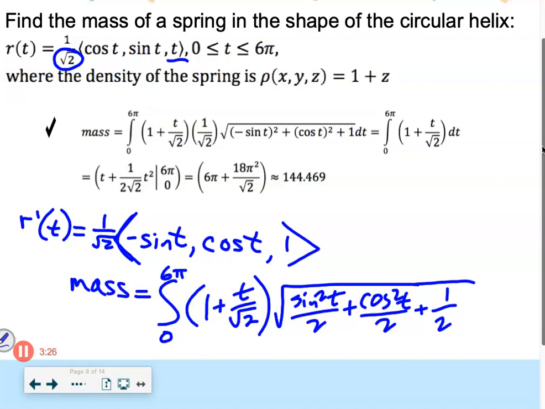Okay. And then sine squared plus cosine squared, you know, is 1, right? So this whole thing is just equal to 1 plus 1, or 2 over 2, or just 1. So you end up with just this, and doing the antiderivative of this, dt, because your whole root equals 1.